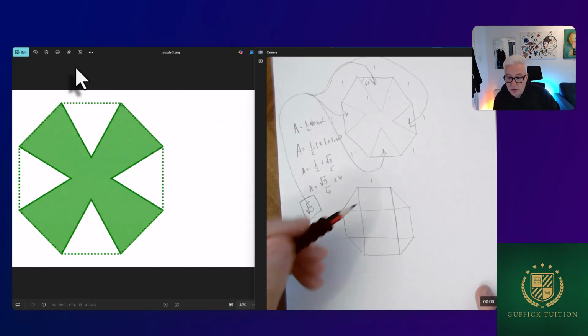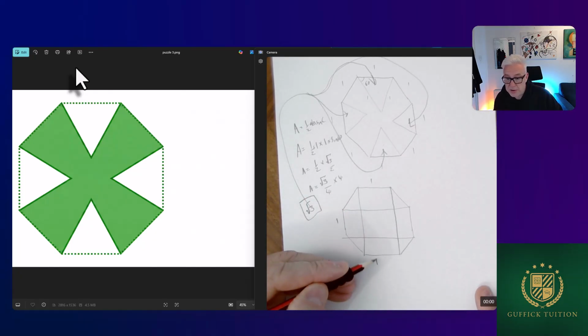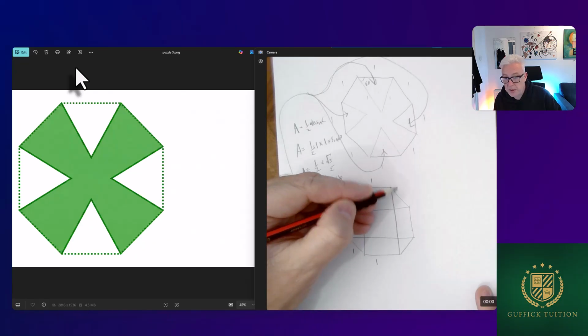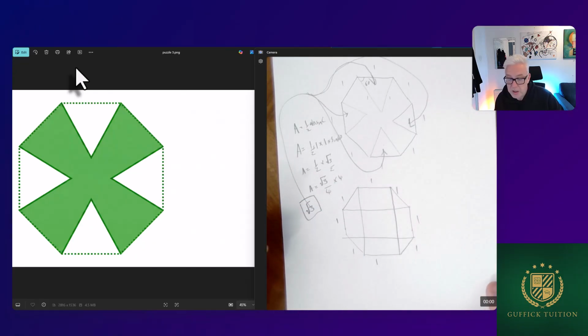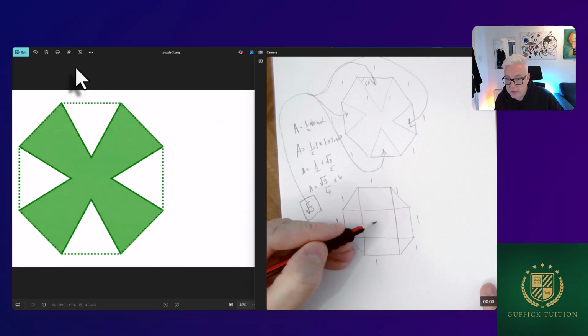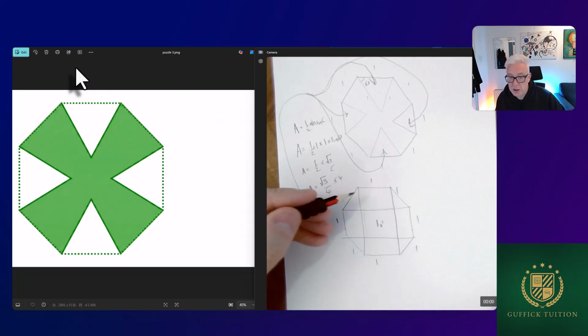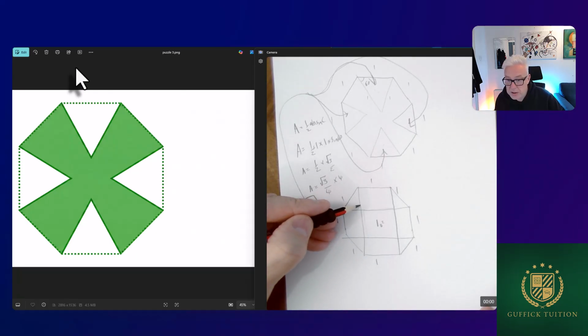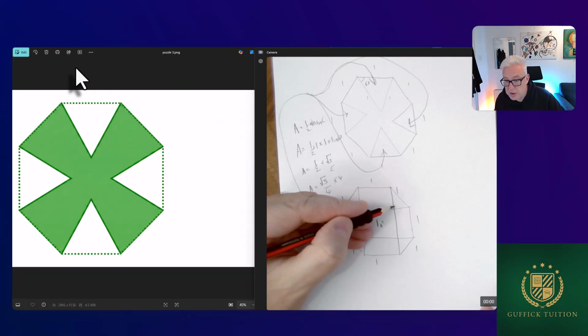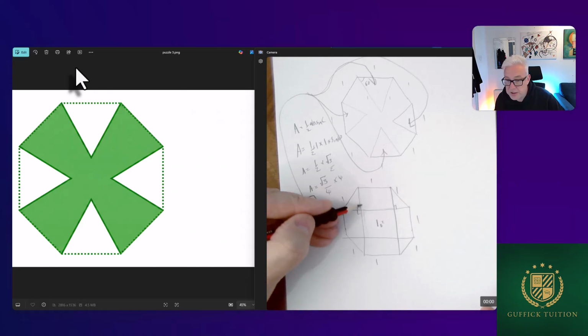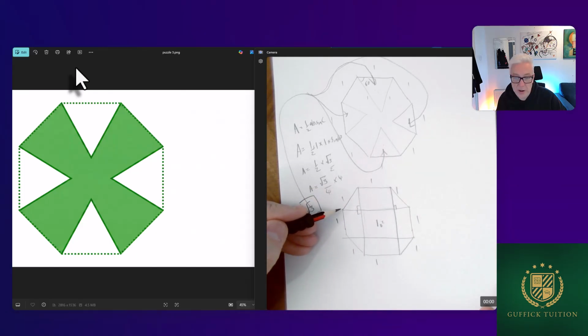So what can we say? Well, we know that that's 1, that's 1, that's 1, that's 1, that's 1, that's 1, and that's 1. So this one here in the middle is 1 times 1, so it has an area of 1 unit squared. Now for these little bits here, these are all 90 degrees. We need to know what this length is and what this length is. We don't know that at the moment.